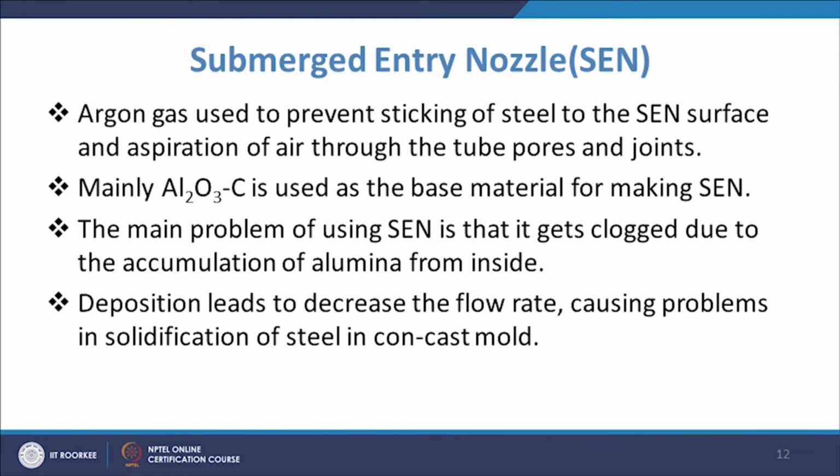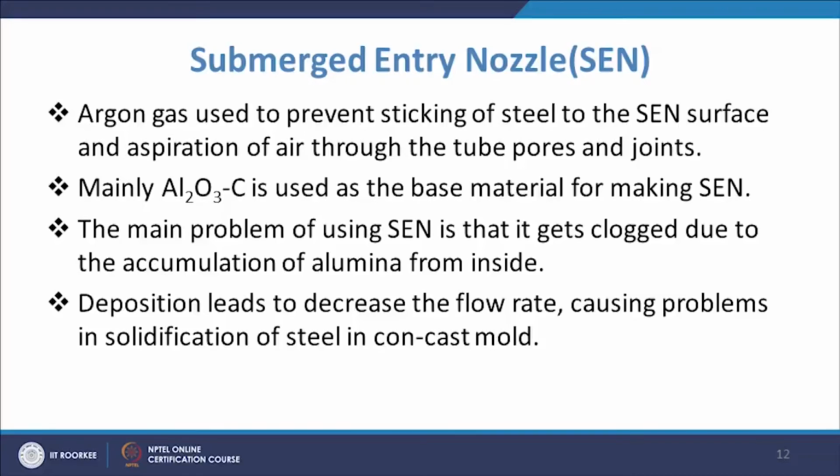Now, coming to the submerged entry nozzle, argon gas is used to prevent sticking of steel to the SEN surface and aspiration of air through the tube pores and joints. That is normally the practice, that you use this argon gas so that the SEN surface does not stick to the steel, and also there is no aspiration of air. Mainly Al2O3 and C are used as the base material for making the SEN, and you may also have zirconium oxide. Carbon is also used in many cases.